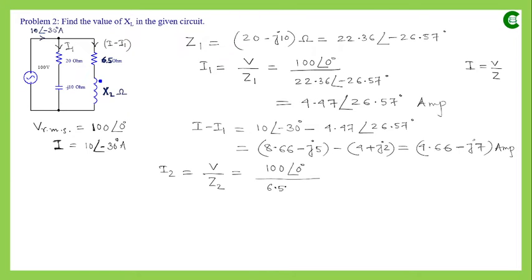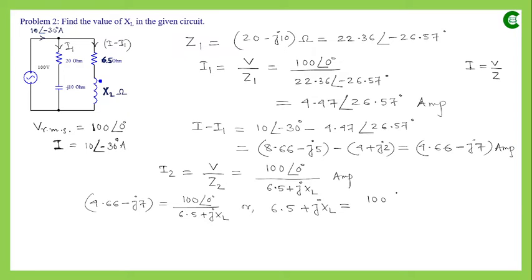So it will be 6.5, and this is an inductor, so the inductive reactance will be taken as jXL ampere. So these two values definitely are the same. I minus I1 will be equal to I2. Now if we equate these two values, we can write 6.5 plus jXL equal to 100, which is the value of the voltage, divided by the current value, which is 4.66 angle, given in rectangular form, so j7, and this is the value of the impedance of the second branch.